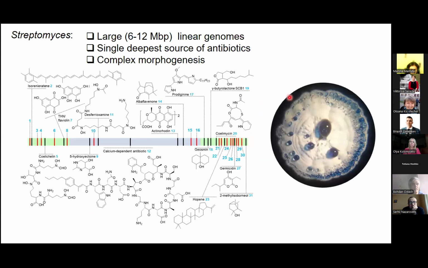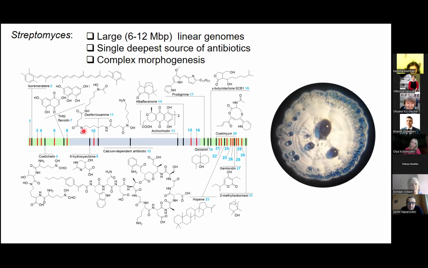So antibiotics, for the most part, are of natural origin. We found them in soil, in plants, and actually actinomycetes, or one specific genus within actinomycetes called Streptomyces, is the single deepest source of antibiotics. So you can see to the right a zoomed-up colony of Streptomyces. You can see the small drops of liquid. Actually, this is exudate, which contains some pigments and antibiotics.